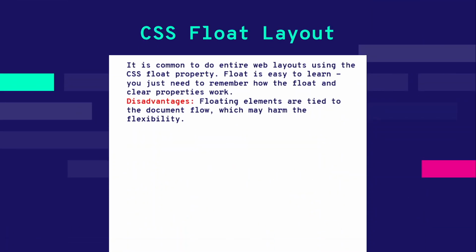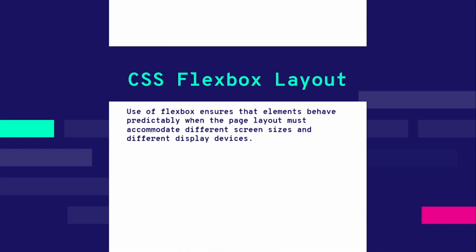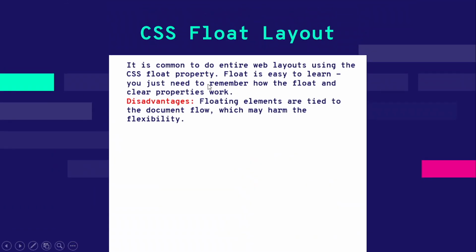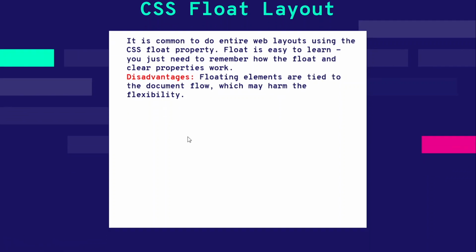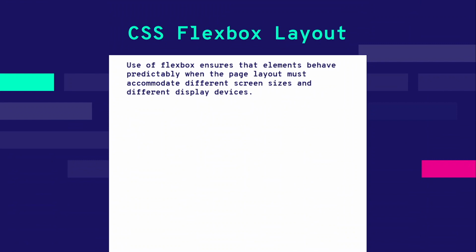Then we have the CSS float property, which actually uses float left or float right. We use it for creating multi-column layouts, because that is used in creating the layout of a web page. But it has a disadvantage that floating elements are tied to the document flow, which may harm the flexibility. So this is the disadvantage here.